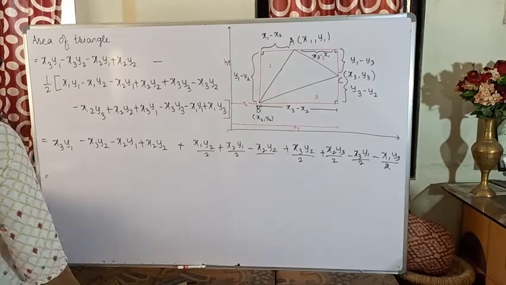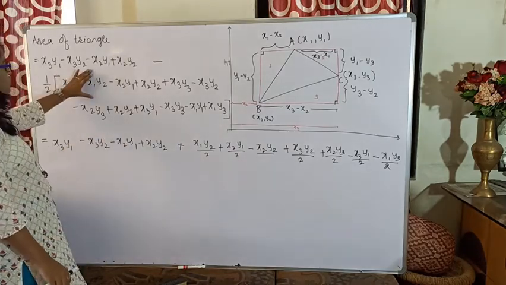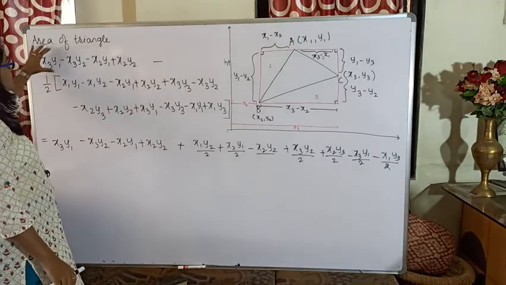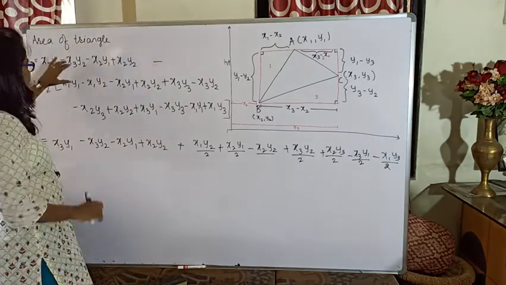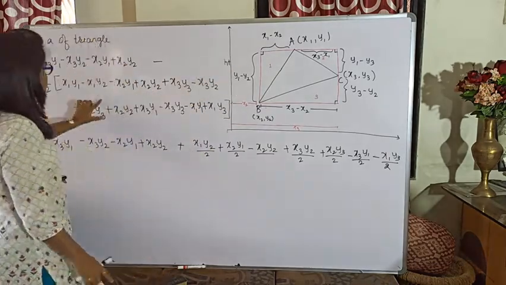Okay, so now I have written it in a simplified form. Till here we have already solved. What we have done, we have written the area of the rectangle, which I have multiplied, and then the area of the three triangles I have multiplied them. So this was my last step.